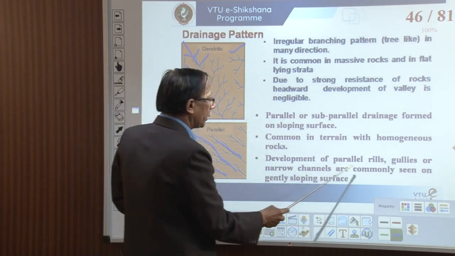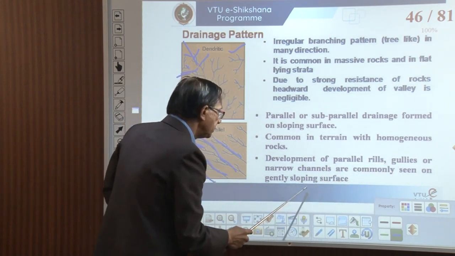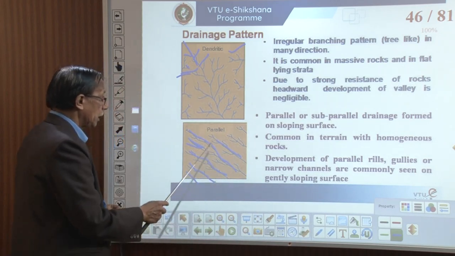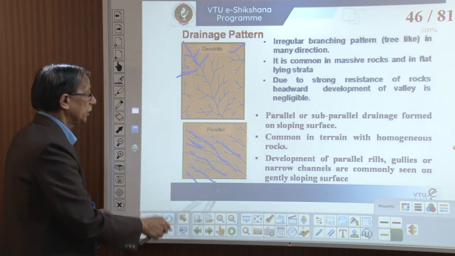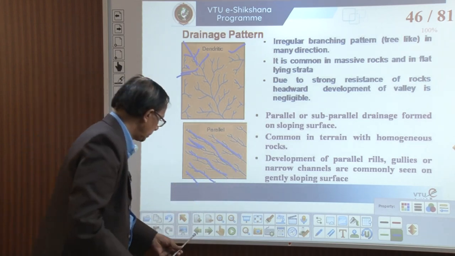So, development of parallel rills, gullies, narrow channels, commonly seen on gently sloping surfaces. Joints and fractures facilitate this kind of drainage system. It's a parallel pattern.